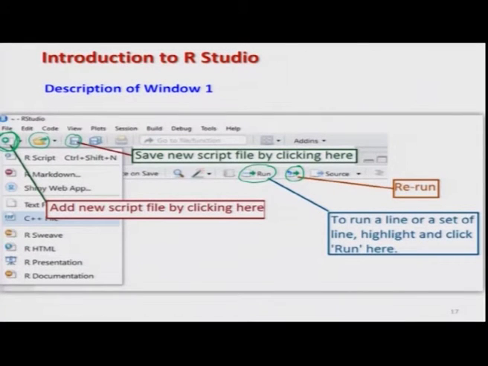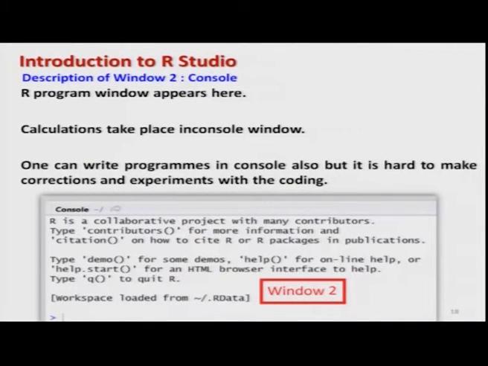Right. Okay. So, now I come to my window number 2. Window number 2 is called the console window, or simply called the console. Earlier we had used the terminology R graphic user interface, R GUI window. This is the same window over here. If you see, this is the same place where you write the commands, and that was earlier called the command line.